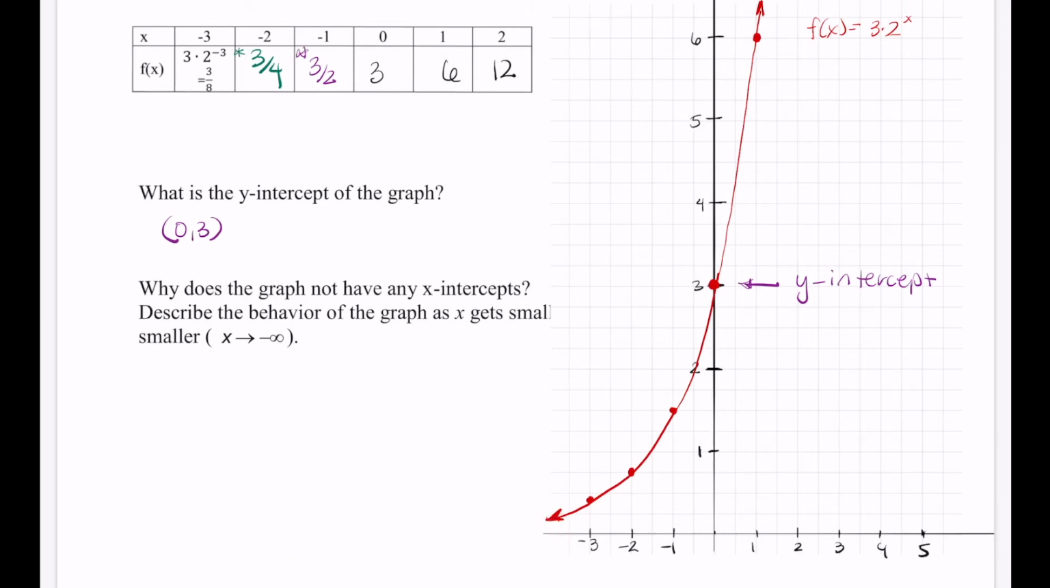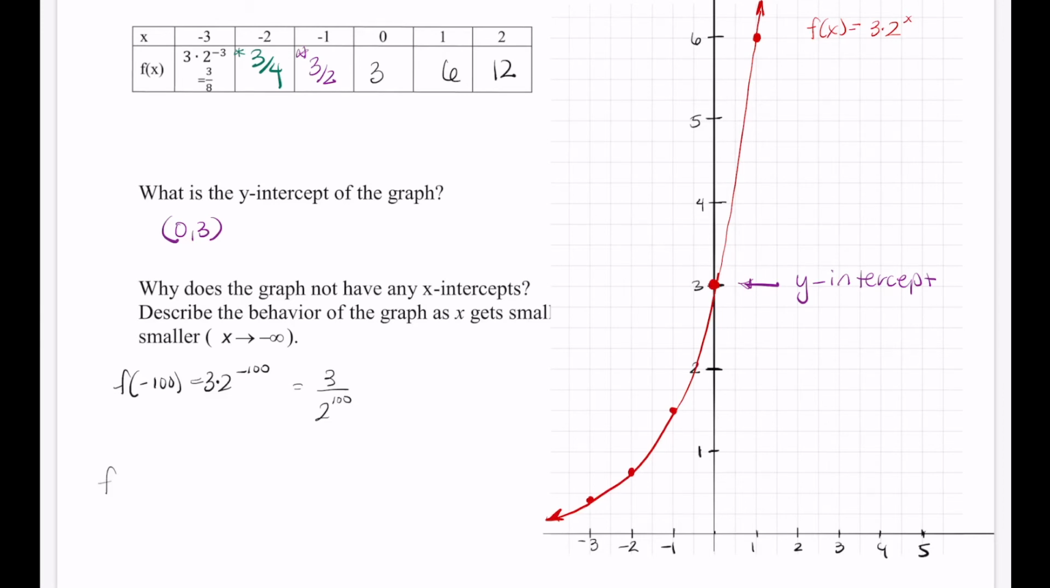Well, let's think about it. Let's try some really small numbers. And what really small numbers live out here? I can say somewhere out here is a -100, -1,000, even -1 million. So how about we try -100? So f of -100 is going to equal 3 times 2 to the -100 power, and we'll end up with 3/2 to the 100 power. I have a positive divided by a positive, so that's still positive. Okay, no negative numbers yet.